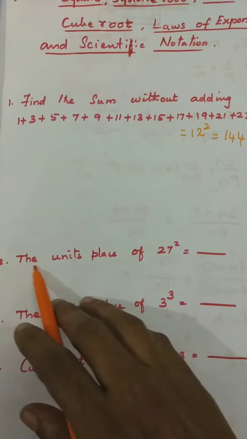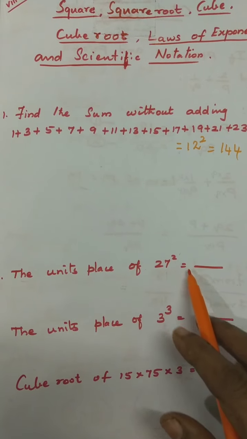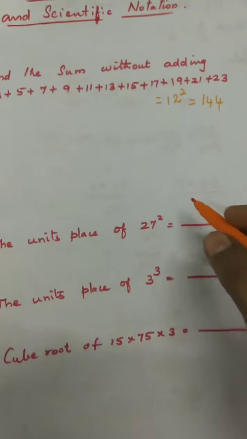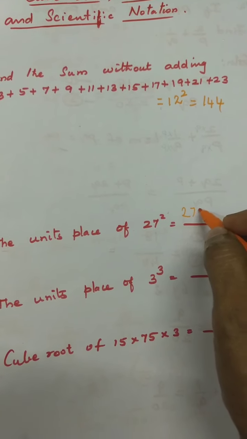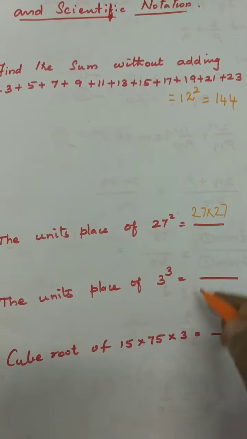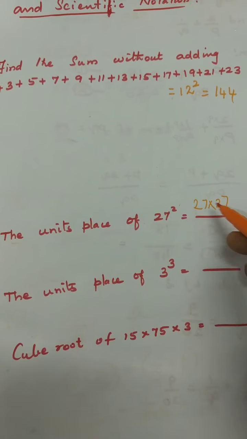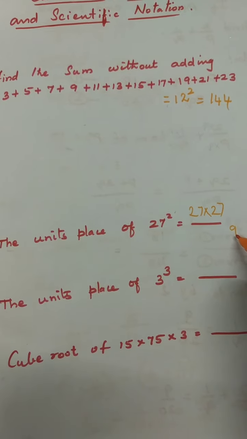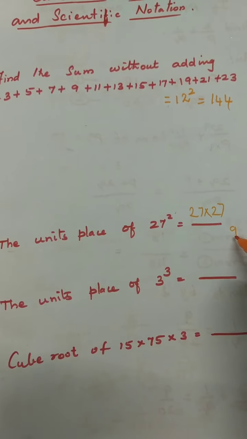The 144 will come. Okay. Then the next. The units place of 27 square is dash. 27 square means 27 into 27. Okay. You say 7 sevens are 49. For 9 we are remaining 4. So 9 is the units place of 27 square.